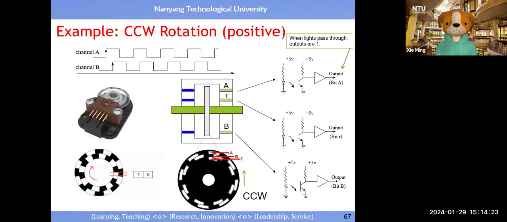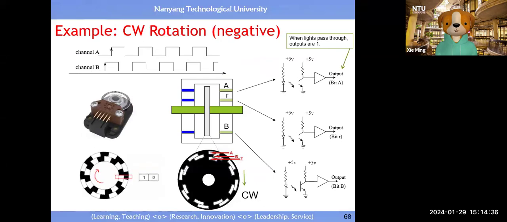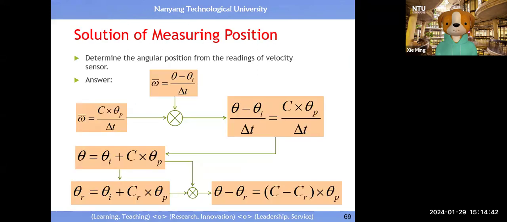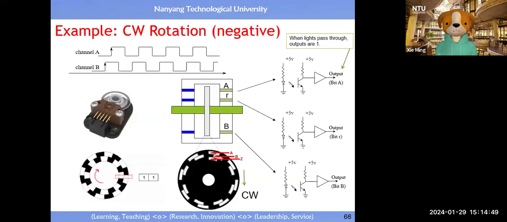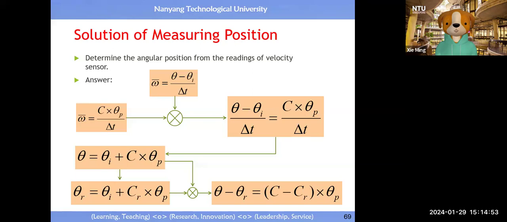To know the direction of a motion, you just need to know the phase relationship between signal A and signal B, right? So this is quite easy. This is clockwise rotation, so B will lead A, something like that. Then, in order to know the zero position, you need to have this signal R. Signal R will indicate the zero position.